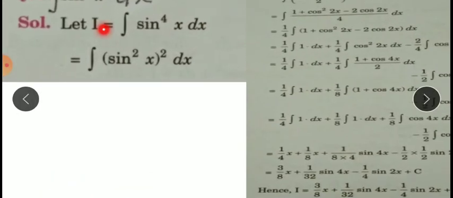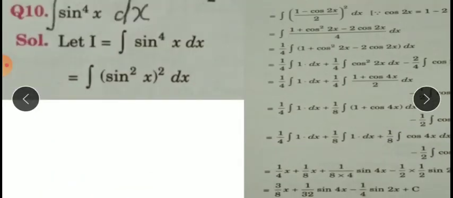Now, see question number 10. Integrate sine raised to 4x. Again, we have to change sine raised to 4x into integrable form, that is, in such a way that we can apply the formula of integration. For this purpose, we can write sine raised to 4x as sine square x whole square.